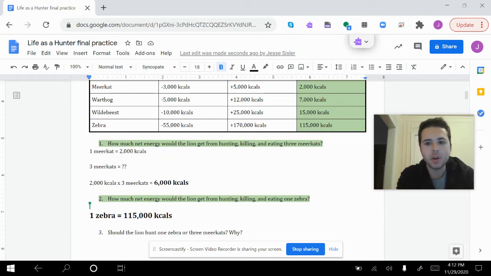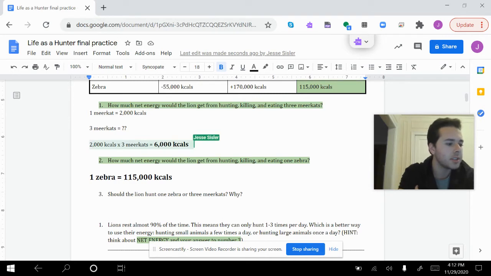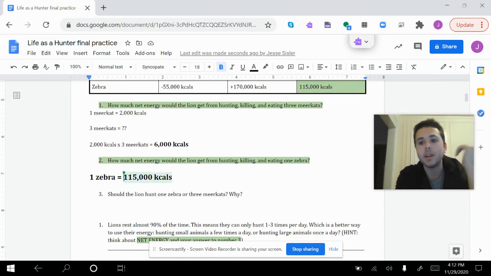So this next question is asking you to do some critical thinking. It's, should the lion hunt 1 zebra or 3 meerkats? So remember, if a lion hunts 3 meerkats successfully, it'll gain 6,000 kcals. If a lion hunts 1 zebra successfully, it's going to gain 115,000 kcals. Remember that the lion needs 13,500 kcals per day to survive.